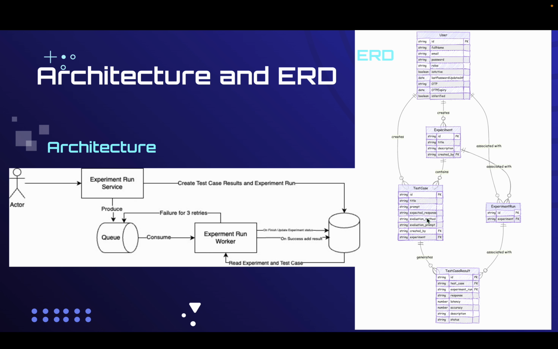So there are different ways that we can evaluate the test case, and those are stored in the evaluation method. We have different evaluation methods like exact match, LLM evaluation, or partial match. And then we have expected responses, which is the expected response from the LLM, so that we can match it with what the LLM is going to give us. Obviously we have the experiment and who created it, which are foreign keys. And we have test case results.